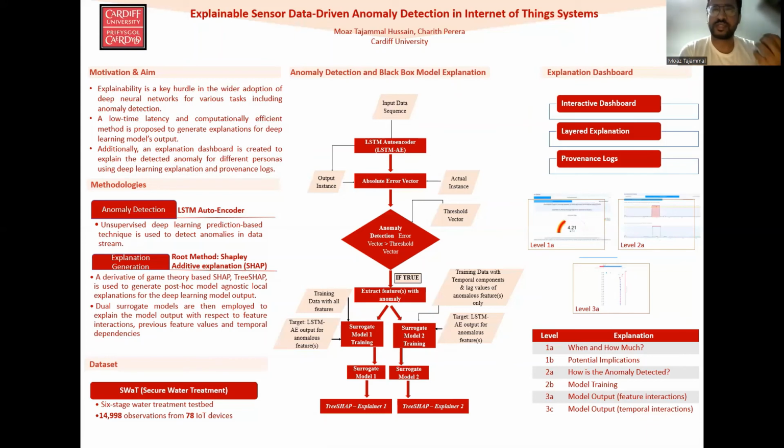2A then sheds some light on how our model is detecting the anomalies, and 2B tells the user how well the model learned from the input data sequence, to gain the user's trust. 3A and 3B are merely the output plots, force plot and dependency plots, for the two surrogate models that I just explained in the previous step.